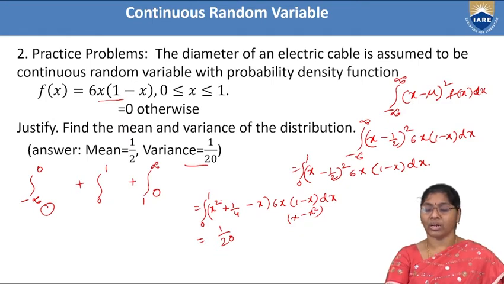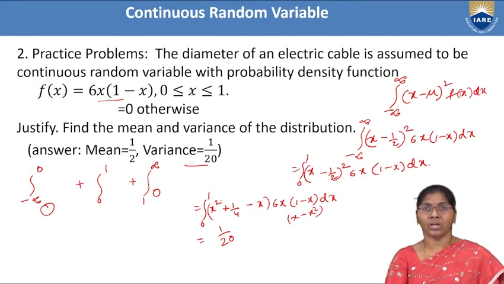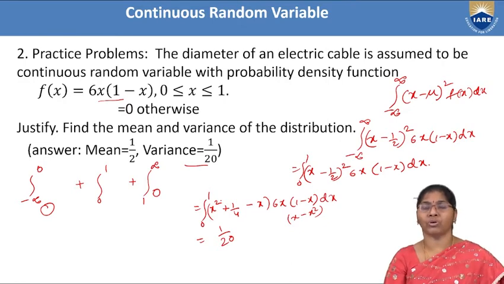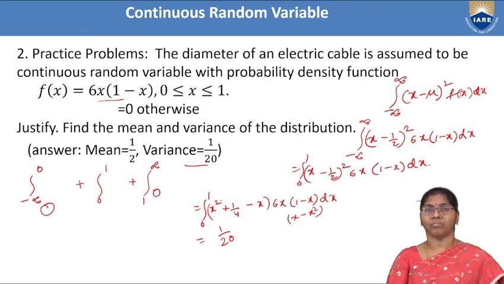The diameter of an electric cable is assumed to be a continuous random variable with the probability density function given here. Find the mean and variance. The mean we get is 1 by 2. The mean formula is integral minus infinity to infinity x f of x dx. And the variance formula is integral minus infinity to infinity x minus mu whole square f of x dx.